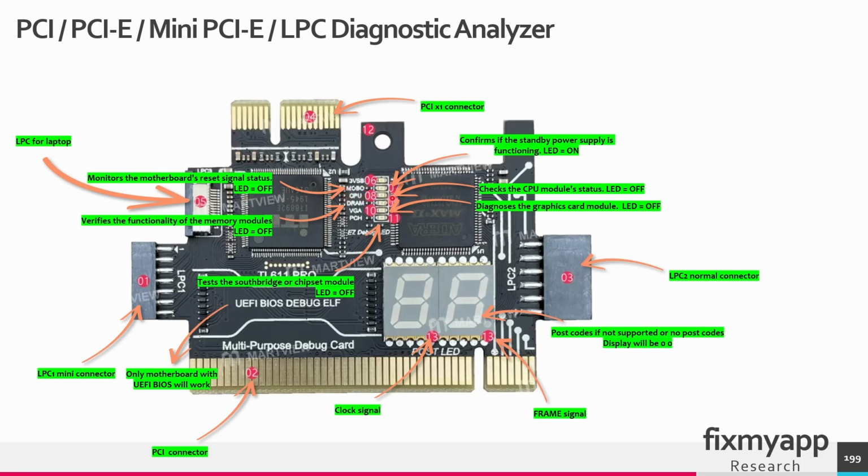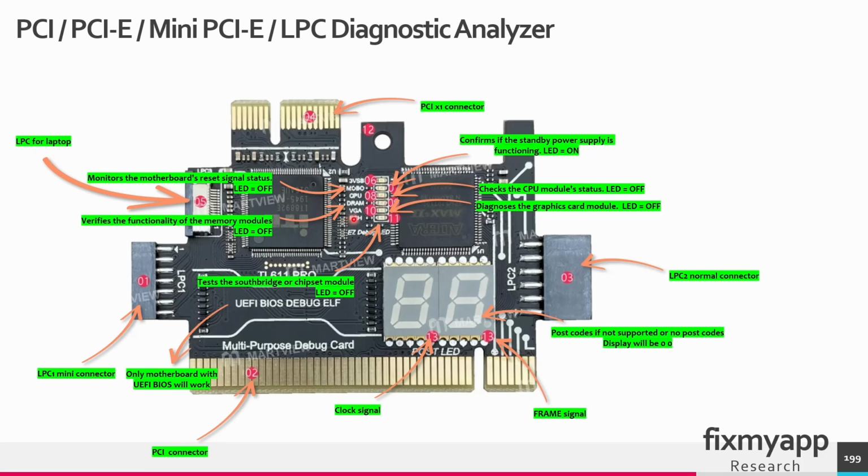Next we have the CPU indicator. So this checks the state of the CPU. In a normal situation, this LED has to go off. Then we have the DRAM indicator. It verifies the functionality of the RAM modules, and in a normal situation, this LED has to go off.